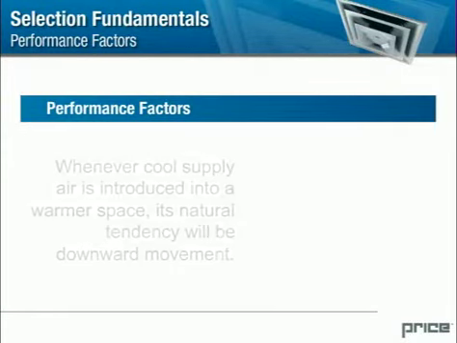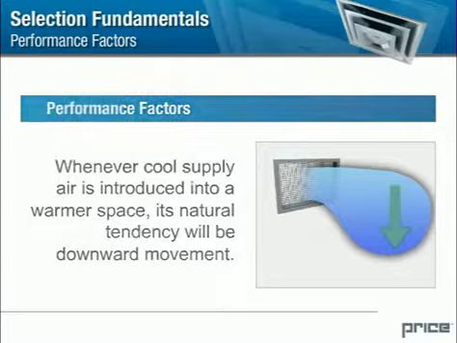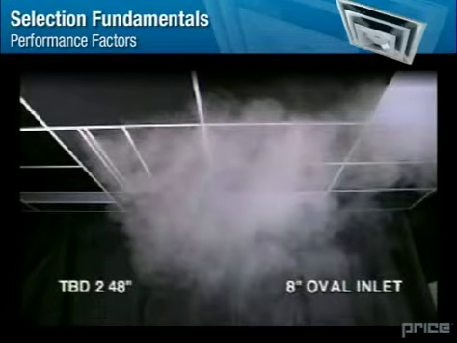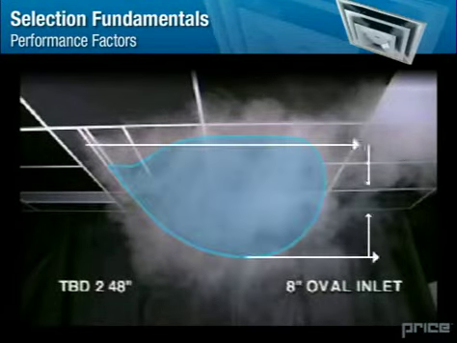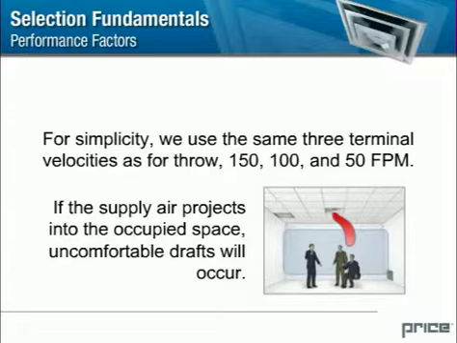Drop. Whenever cool supply air is introduced into a warmer space, its natural tendency will be downward movement. The vertical distance which the air jet extends below the ceiling is called the drop. Similar to the throw, we discuss the drop in reference to a specific terminal velocity. For simplicity, we use the same three terminal velocities as for throw, 150, 100, and 50 feet per minute.